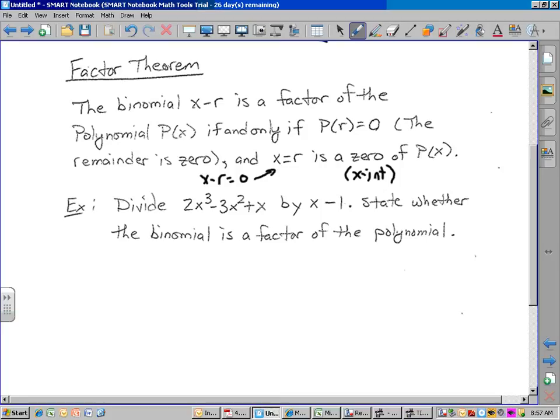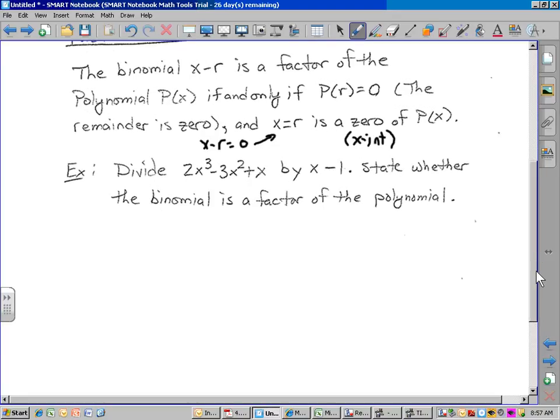All right, well, let's practice that. The next example says divide this cubic, 2x cubed minus 3x squared plus x, by x minus 1. State whether the binomial is a factor of the polynomial. Well, it's a factor if the remainder is 0. So let's use synthetic division.